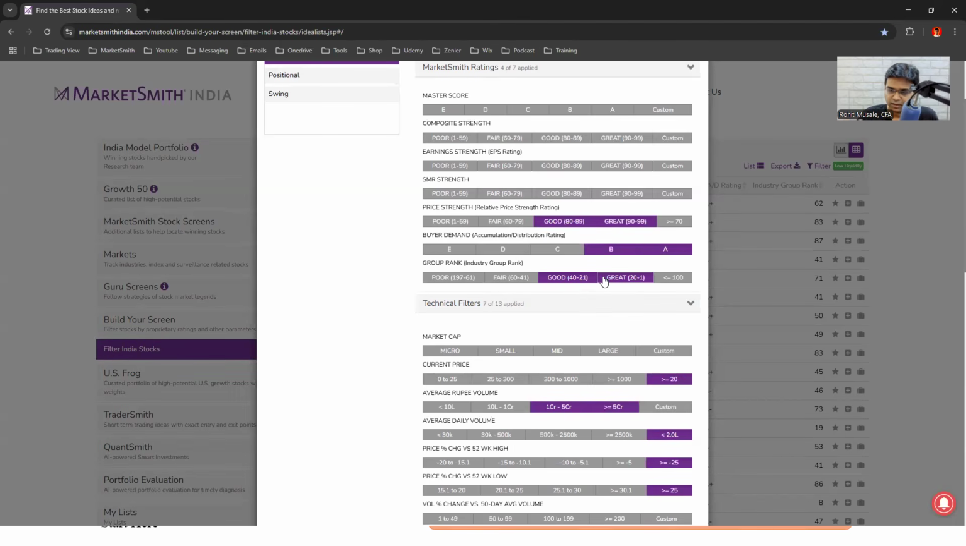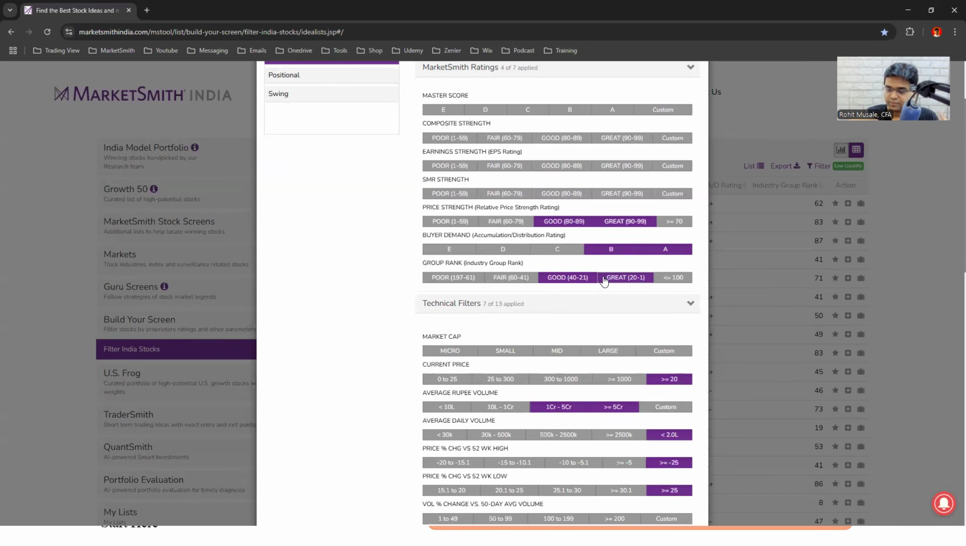So this will give us a very narrow list of stocks. What this will do is, out of those 54, it will reject the stocks where the relative strength is between 70 and 80. Those stocks will be gone. It will also reject stocks where the industry group rank is between 40 and 60. So we are being very strict now, because the liquidity in these stocks is very low.